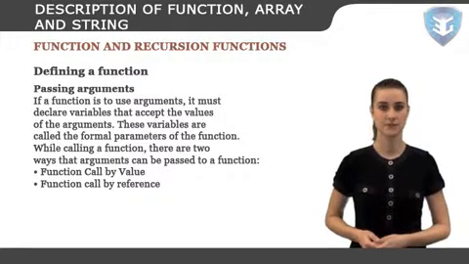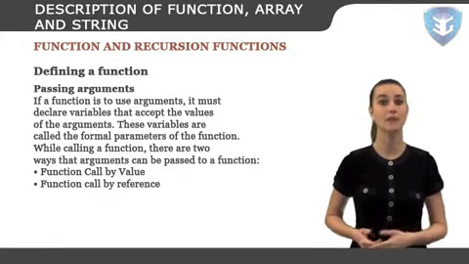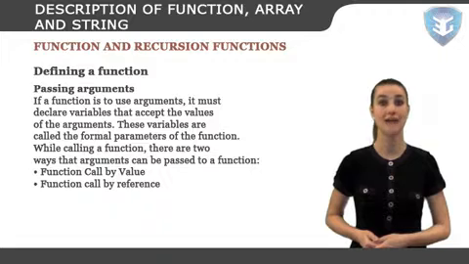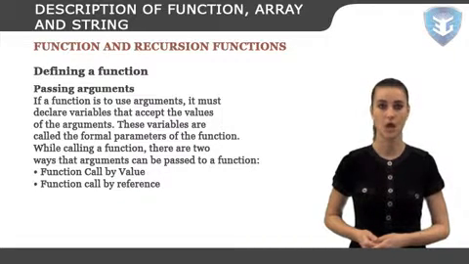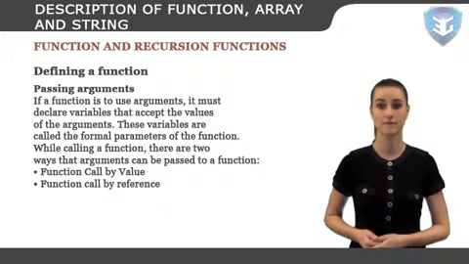Passing arguments. If a function is to use arguments, it must declare variables that accept the values of the arguments. These variables are called the formal parameters of the function. The formal parameters behave like other local variables inside the function and are created upon entry into the function and destroyed upon exit. While calling a function, there are two ways that arguments can be passed to a function: function call by value, function call by reference.